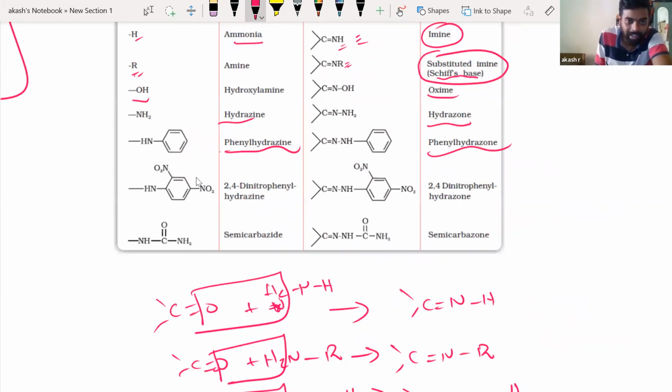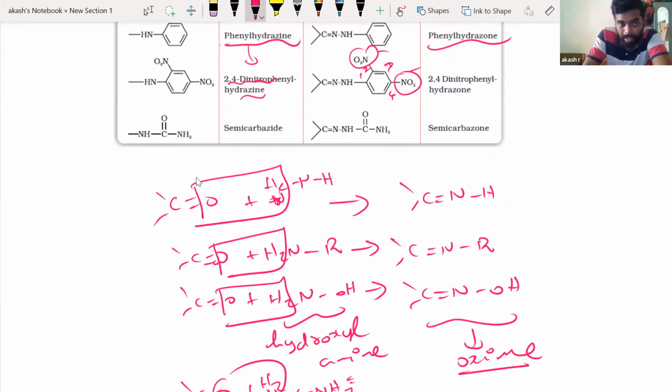Now this and this are almost similar, except that in the benzene ring we are going to have two NO2 groups. That's why it is called, now you understand, right? This is second question. 1, 2, 3, 4. So 2,4-dinitrophenylhydrazine, we call it 2,4-dinitrophenylhydrazine. Again, the same thing will come, except that you're going to put two NO2 groups in the second and fourth position, right? And at last, we have something called a semicarbazide.